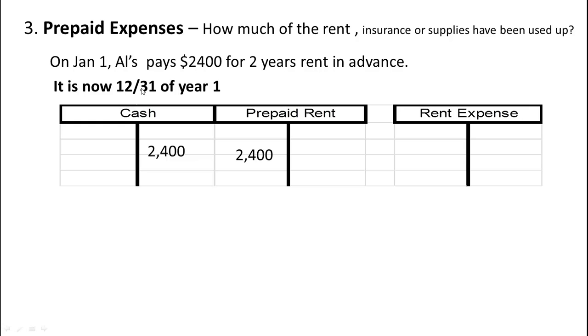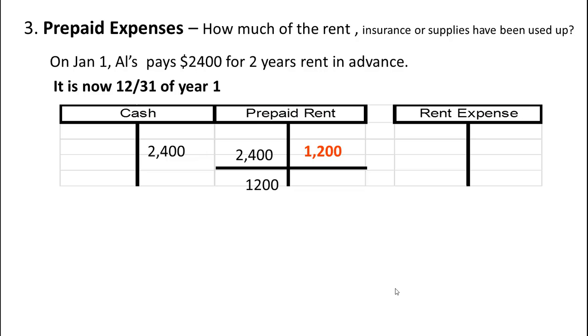Now it's 12/31, and we're going to show how much of this prepaid rent, or this asset, has been used up as of the end of the first year. If you did a little math, $2,400 for 2 years' rent is basically $100 a month, so at the end of 12 months we'll have used up half of this, or $1,200. And so we'll take half of this asset and turn it into an expense.